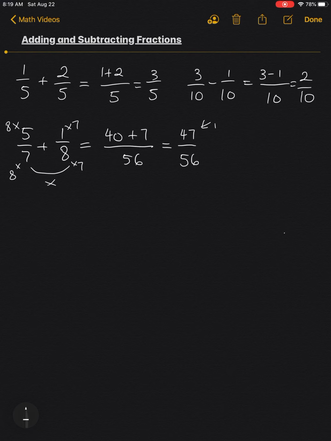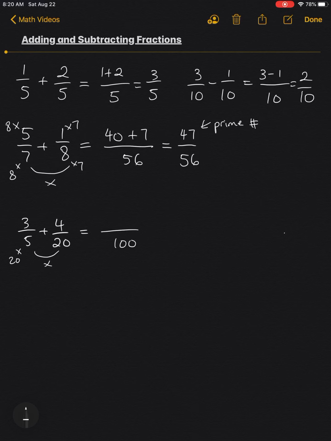Now, since 47 is already a prime number, I know that this is already the simplest form, and I don't need to reduce it any further. Next, let's look at a question where you can multiply the two numbers to find a common multiple, which in this case is 100. But this is not the lowest common multiple. So I will show you how both methods reach the same answer.